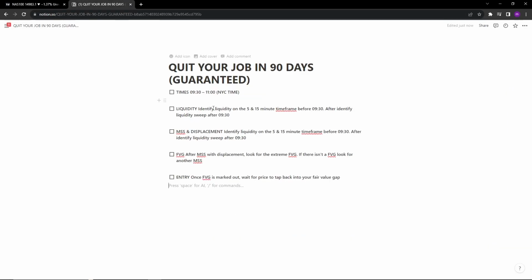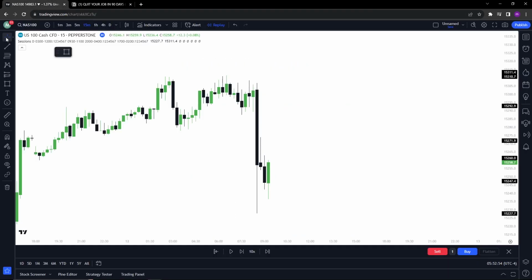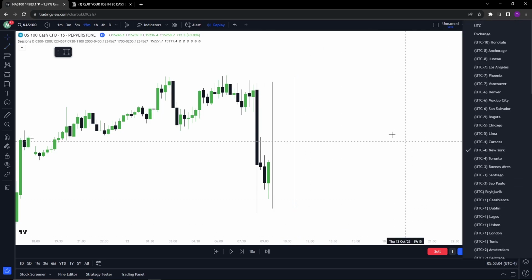Now, for the time that we have to trade it, we have to trade between 9:30 and 11 AM NYC time. You can see we mark out 9:30 here and we mark out 11 AM right here. This is NYC time, New York time. You can see right here, I'm on UTC-4, which is New York time.